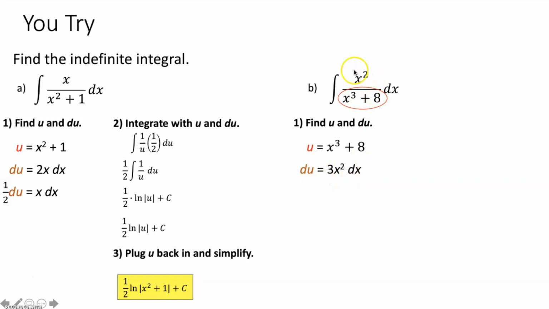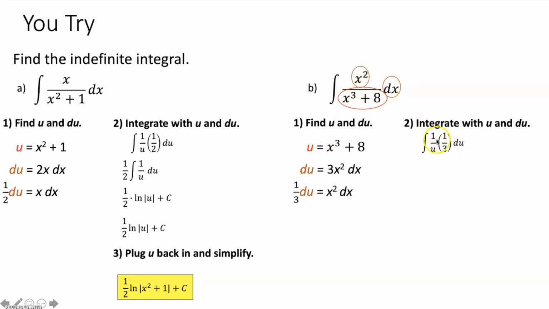Now we look at our question. There's an x squared and a dx. Perfect. But there is no 3. Anytime this happens, we have to divide that constant to the other side of the equation. Now we're ready to rewrite this indefinite integral in terms of u and du. We're going to substitute u in for this x cubed plus 8. We're going to substitute 1/3 du in for the x squared dx.